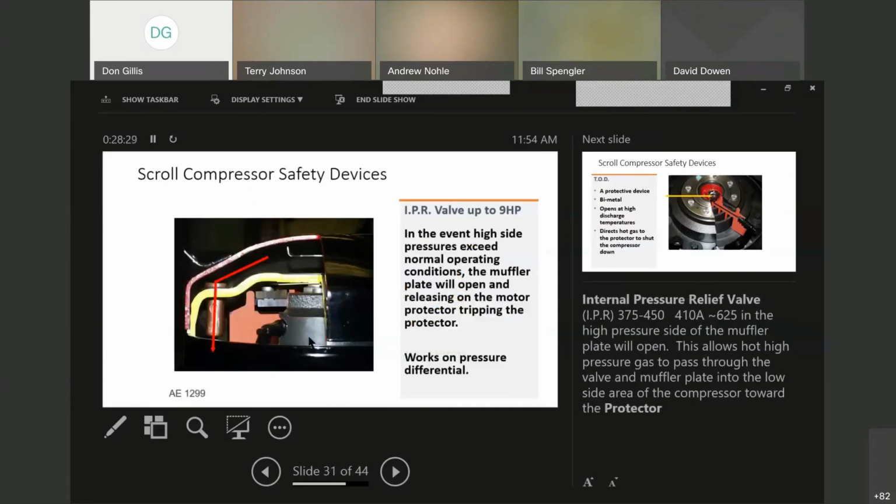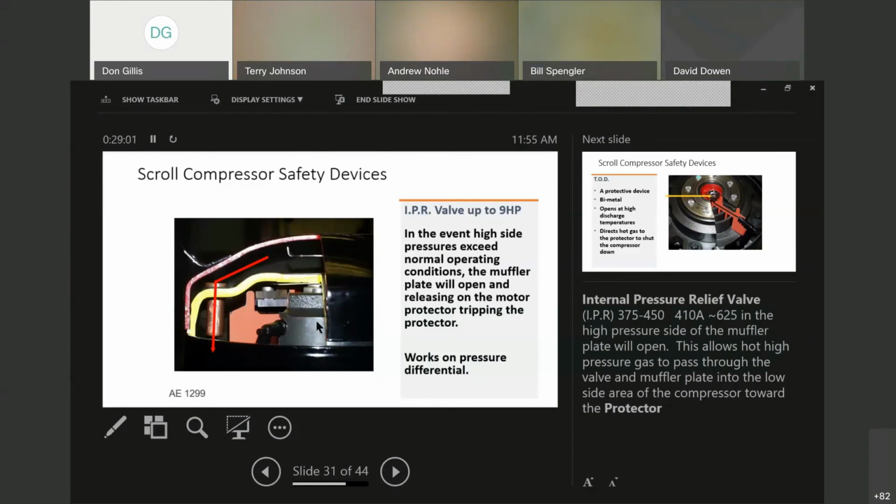So to take a look at this IPR, first of all, it's a pressure difference from the high side to the low side. Again, above the yellow here, the muffler cap, is our high discharge pressure. Okay, we have low suction pressure down here. Below, it is a pressure differential. In the event that the high side pressure exceeds the normal operating conditions, the muffler plate will open, releasing the gas to the motor protector, tripping the protector. It works again on pressure differential.